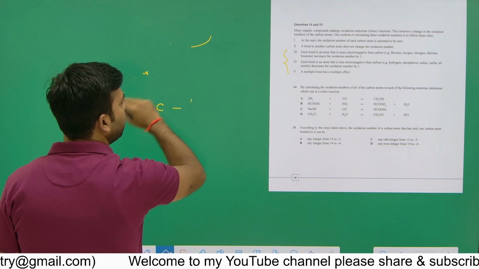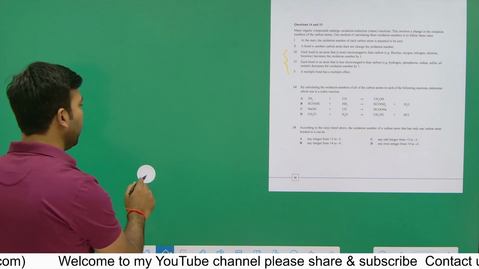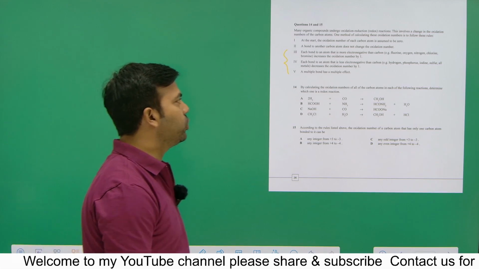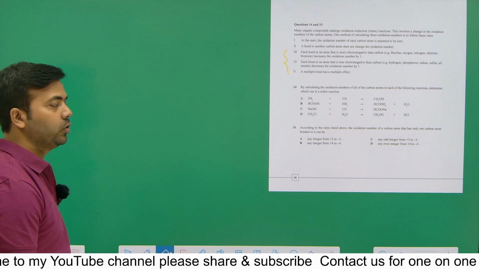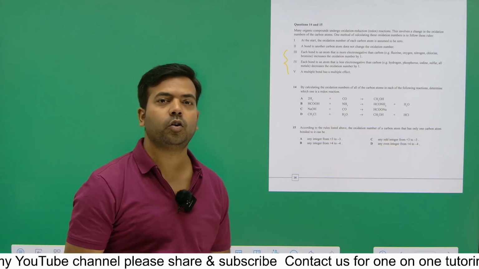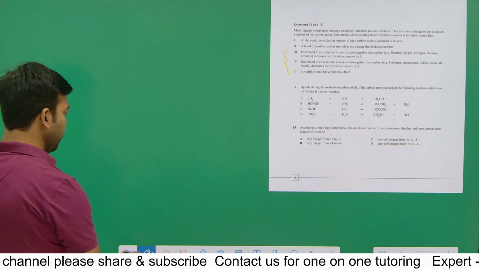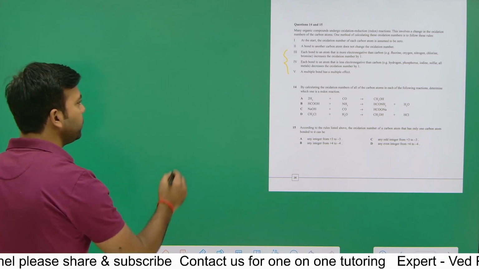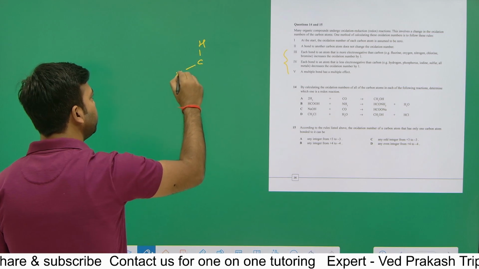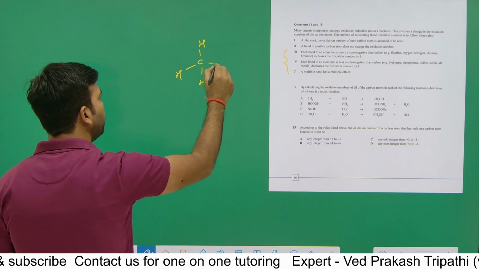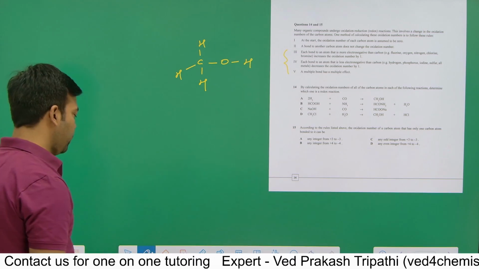So it is saying: by calculating the oxidation number of all the carbon atoms in each of the following reactions, determine which one is a redox. So redox is what? Change in oxidation number of carbon. So if you look at option A, on the right hand side we have CH3OH. So the bonding of CH3OH is like this. You should know the basic things. Okay, this is the bonding of CH3OH.